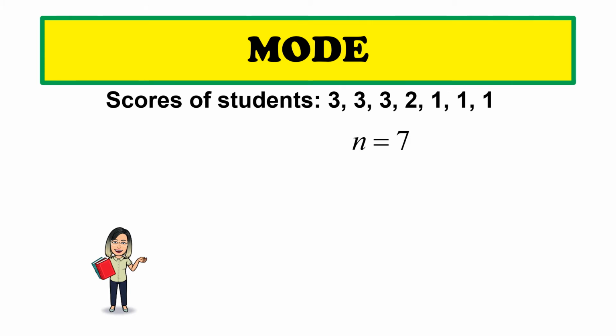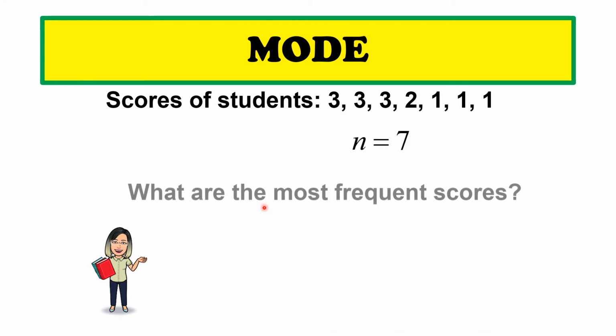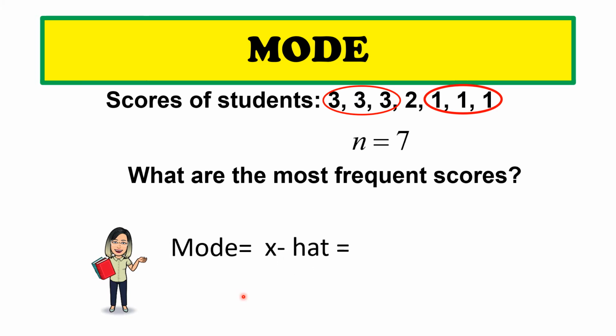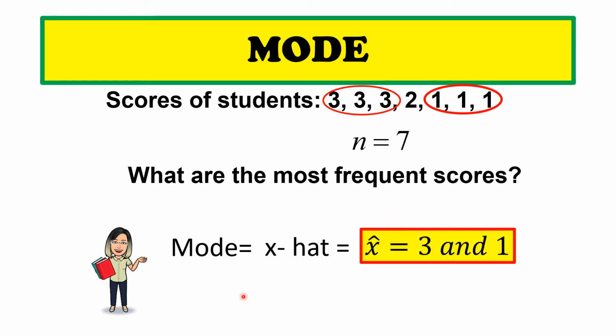We need to find the mode. Scores of students: 3, 3, 3, 2, 1, 1, 1. N is 7. What are the most frequent scores? So we have number 3 and number 1. So the mode is represented as x hat, which is equal to 3 and 1.